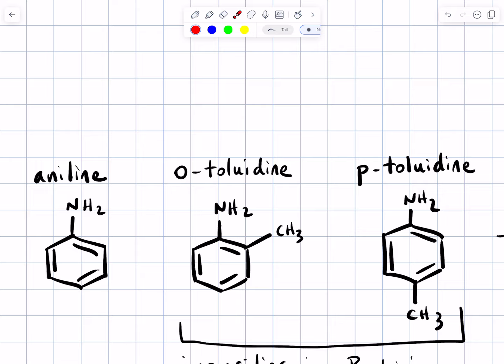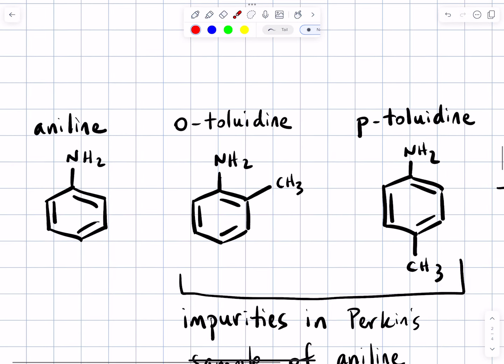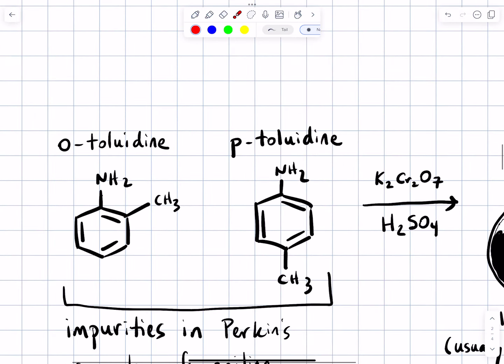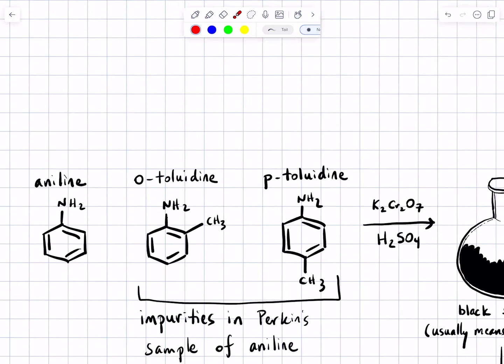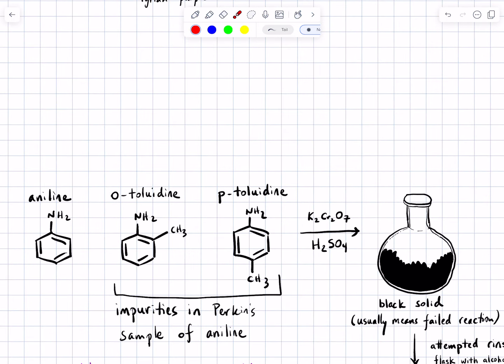So Perkin's strategy for attempting to make this anti-malarial molecule quinine was to use oxidizing conditions. So this is potassium dichromate, and this is sulfuric acid. You may have seen this reagent before in 351 when we talked about oxidation of alcohols to carboxylic acids. CrO3 is an alternative reagent here, but potassium dichromate does the same thing. And he got every chemist's nightmare, which is a tarry black solid at the bottom of his reaction. And this usually means that you failed.